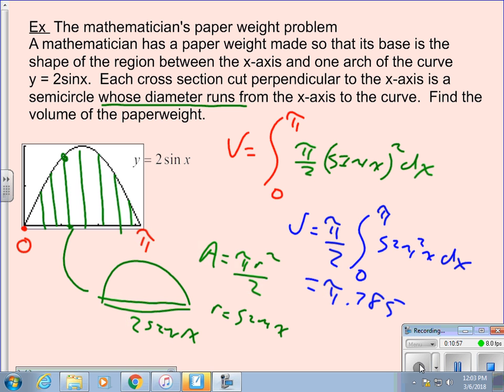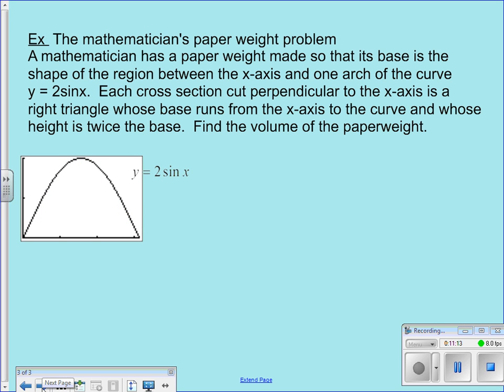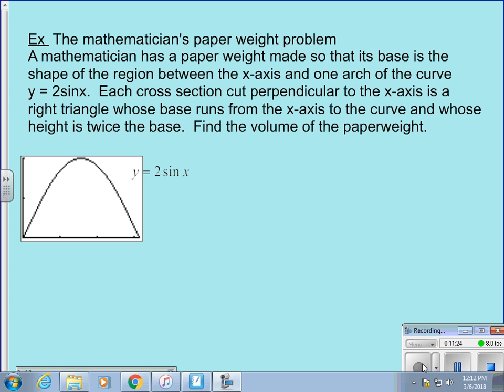What did you guys get? 2.43. We can go back and take a look and see what you're doing. Okay? And that's the volume. Not very big. Okay. Your turn. It's not the same. Let's do this.